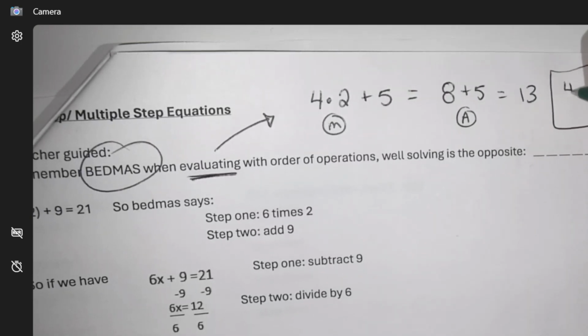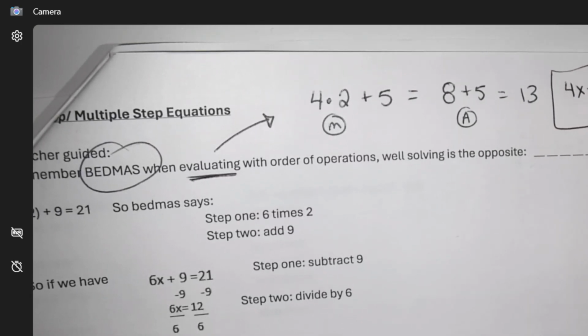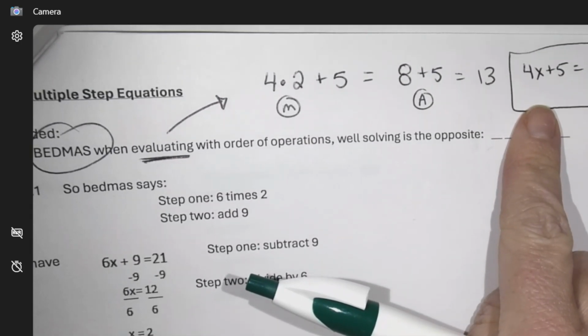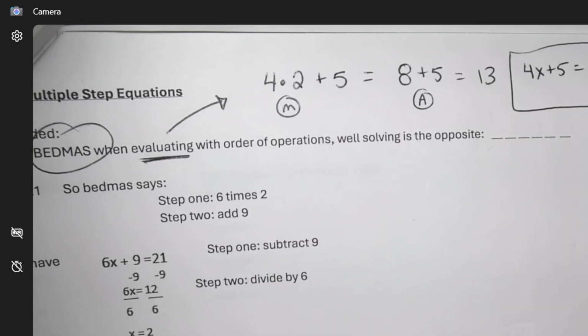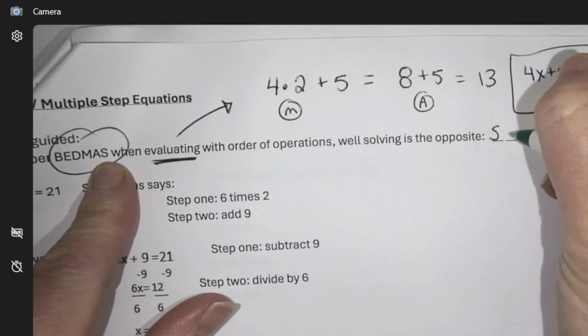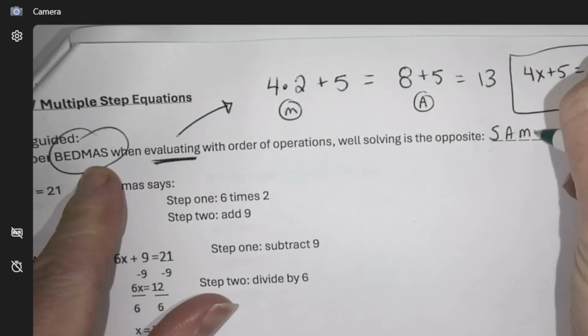Now this unit, we're talking about equation solving. So when I equation solve, I work completely opposite of evaluating. So what's the opposite of BEDMAS? Can you write that backwards? SAMDEB.